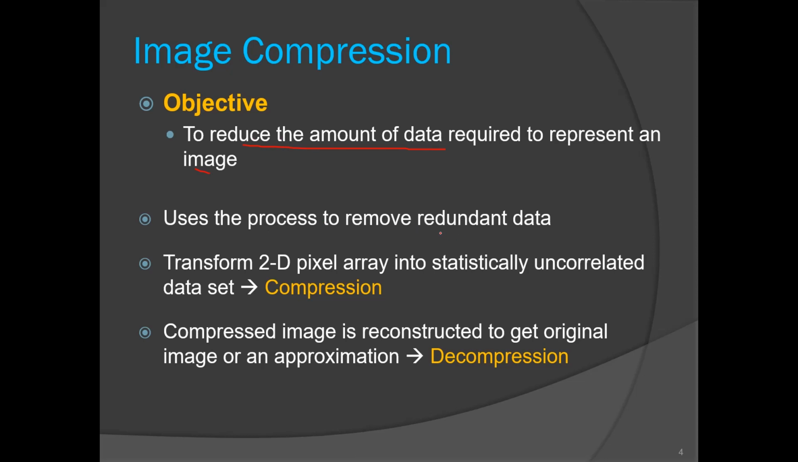Most of the images have redundant data. So if you consider this slide as an image, you can see a constant background like this, and most of the text is having the same intensity value. Okay, so images contain lots of redundant data, and if you are able to remove such redundant data, you will achieve compression.